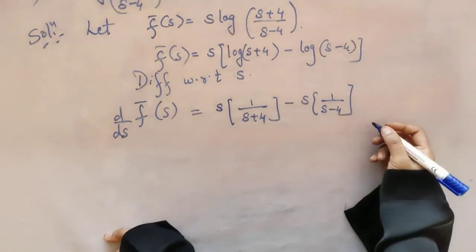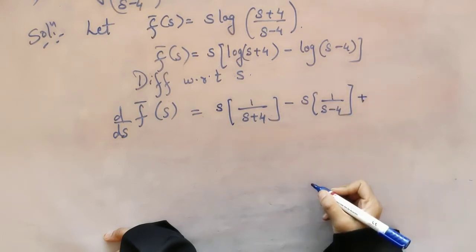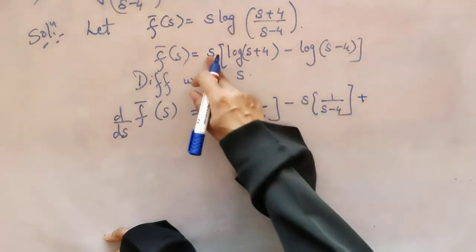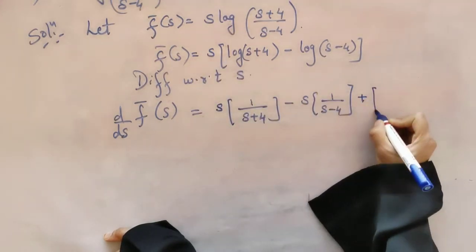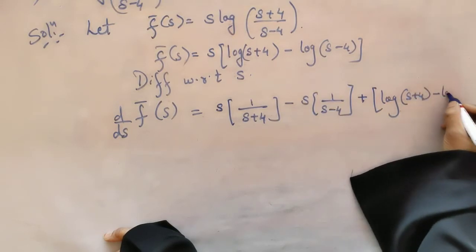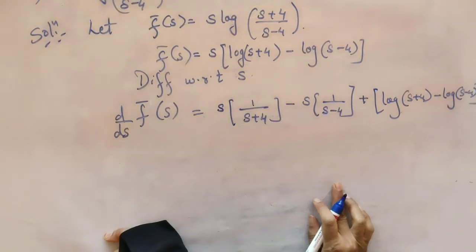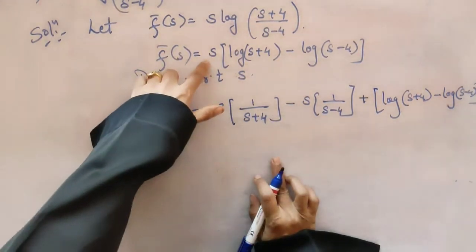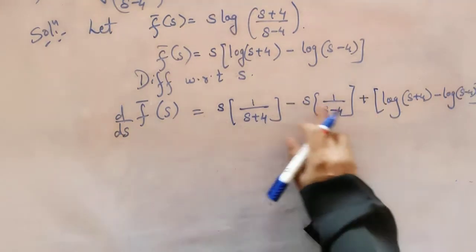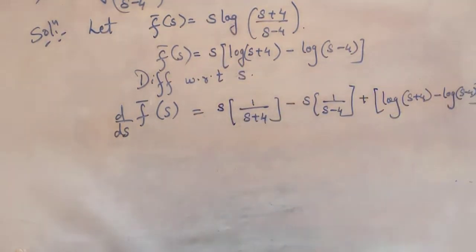Now plus, you keep the bracket as it is, differentiate this s. So derivative of s is 1. So you'll get simply the bracket as it is, log of (s plus 4) minus log of (s minus 4). Complete the bigger bracket. I hope it is clear to you. First I am keeping s as it is, differentiating the bracket, plus now differentiate s, keep the bracket as it is, using the u into v rule of differentiation.